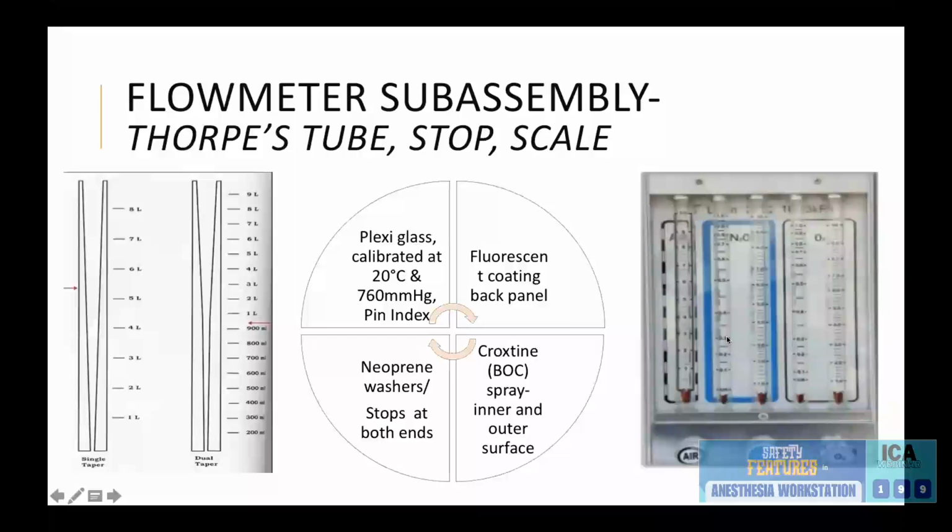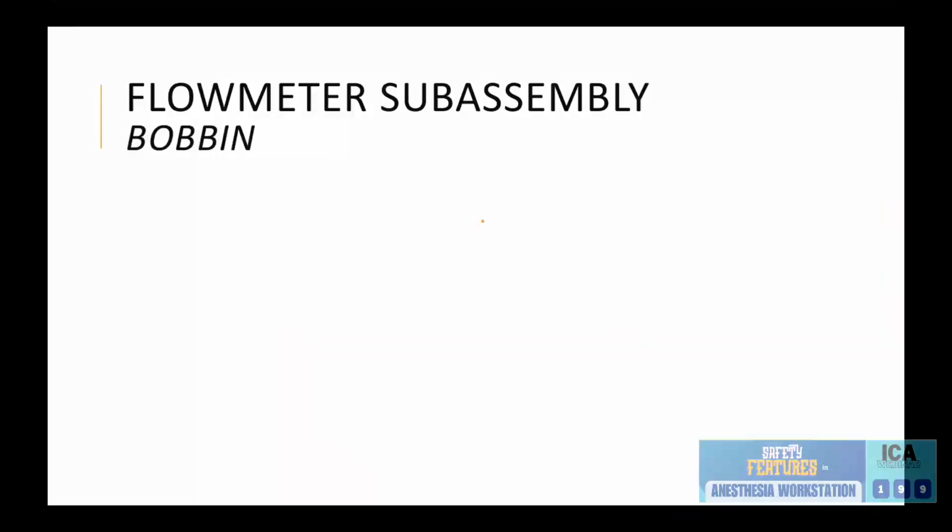Besides that, we don't want the bobbin to get stuck to the side tube because of static electricity, right? So what is done to prevent that? The safety feature is that there is a Crockstein box spray available in an aerosol can. It is sprayed on the inner and outer surface of the side tube. So all of these safety features of the tube, the rotameter tube or the flow meter tube, help us in ensuring that we know what we are delivering and how much we are delivering.